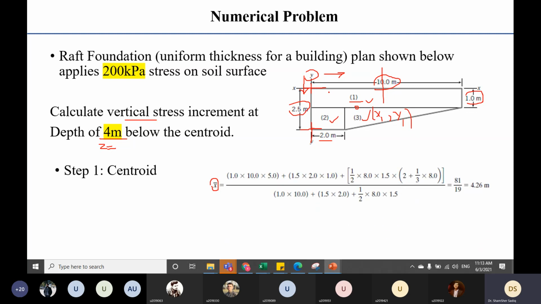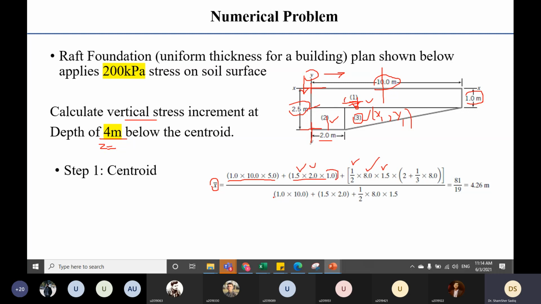Okay, so similarly, you can see k1 multiplied by 10. Similarly, area 2 will be 1.5 multiplied by 2, length into width, multiplied by the moment arm about the y-axis, which is 1 meter. Similarly, you can calculate the area moment of the triangle, which is half into base into height, multiplied by 2, 1 by third will be from here. So this is how you will calculate it.